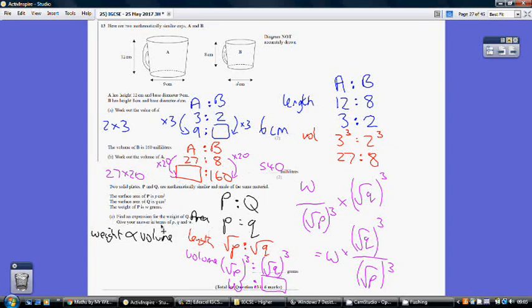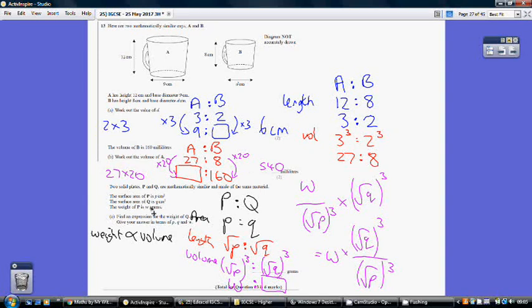Now I need to find my way to the volume ratio. So how do I get from area to volume? Well, I square root to get back to length, and then cube this to get to volume. So area, 2-dimensional, we square root to get back to length, 1-dimensional, and then we cube this to get to our volume ratio. So the volume ratio is the square root of p cubed to the square root of q cubed.